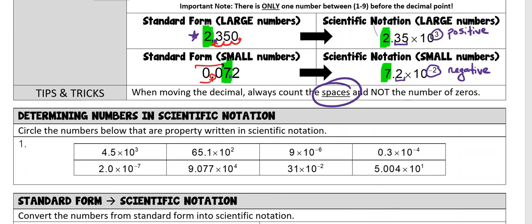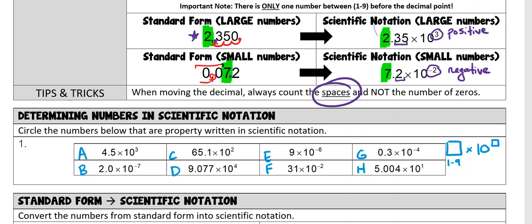So if I look at my first example here, I want to know which of these are properly written in scientific notation. So I'm going to go ahead and label these with letters. And once I have them labeled, I want you to pause the video and in Edpuzzle, go ahead and select each of these that are correctly written in scientific notation. So we want to know which of these have that number between 1 and 9 multiplied by 10 to some power. So go ahead and pause the video and try that now.